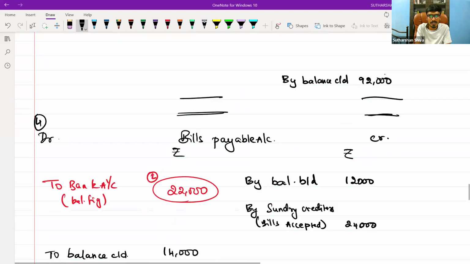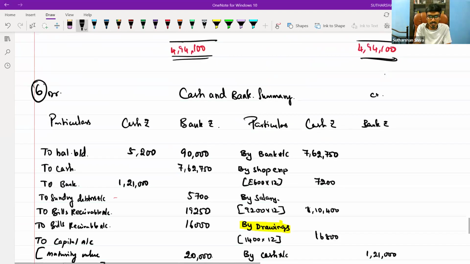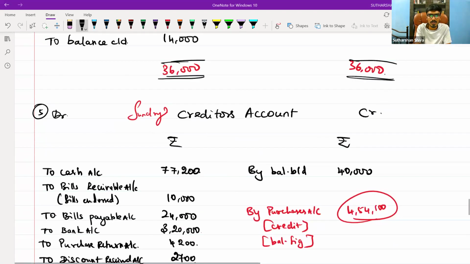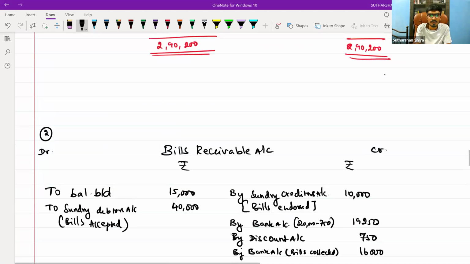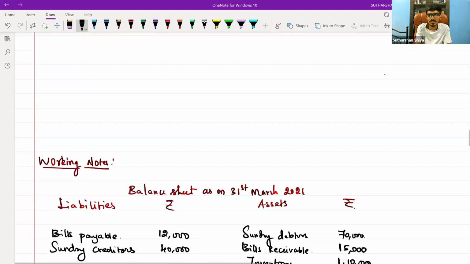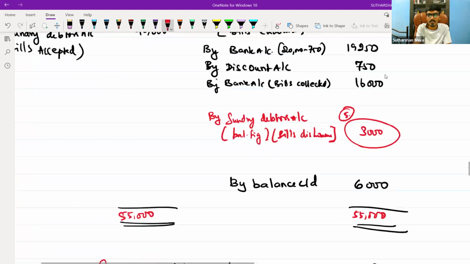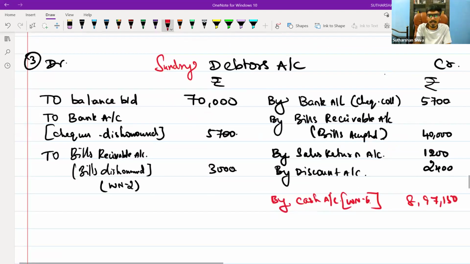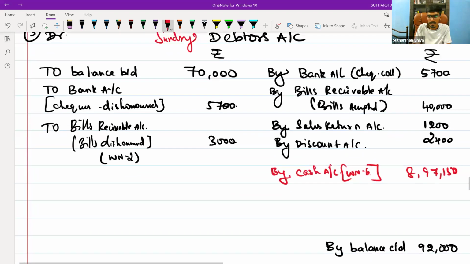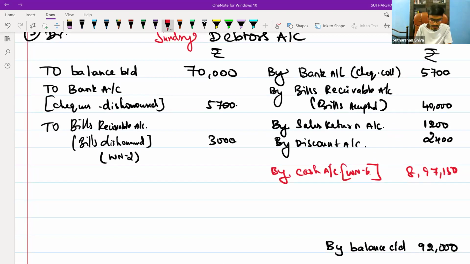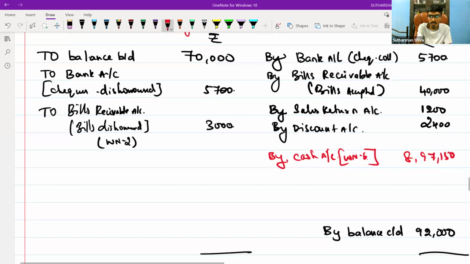So this is going to be what my value? Fifth logical thing, or is it the sixth one? What is the value I have closed? It is the fifth one. Just guide me. I'm just forgetting it. Fifth one. Then find out the value over there. Take my calculations on the credits of the sundry debtors. 5,700 plus 40,000 plus 1,200 plus 2,400 plus 8,97,150 plus 92,000 in the balancing figure.